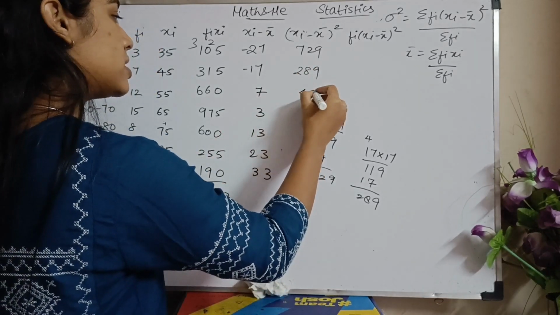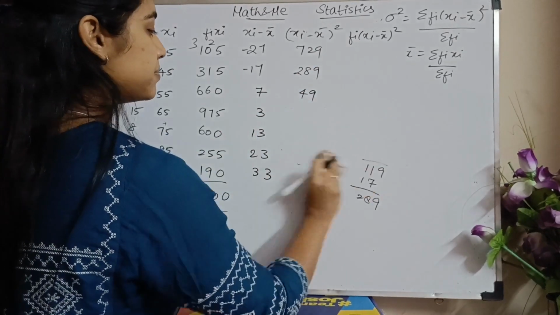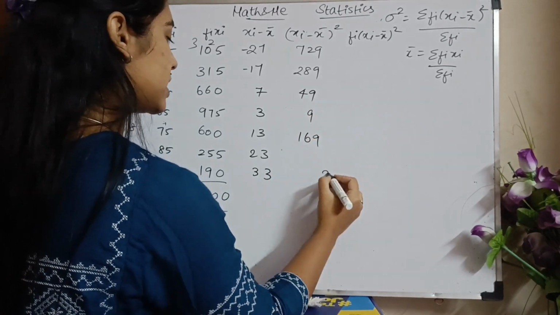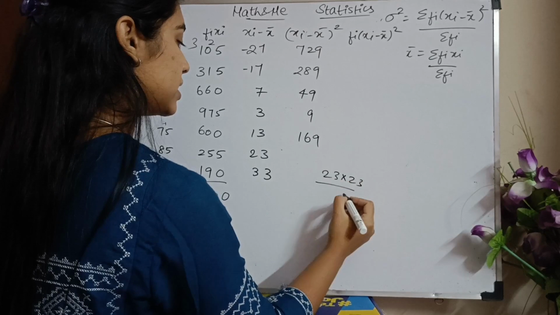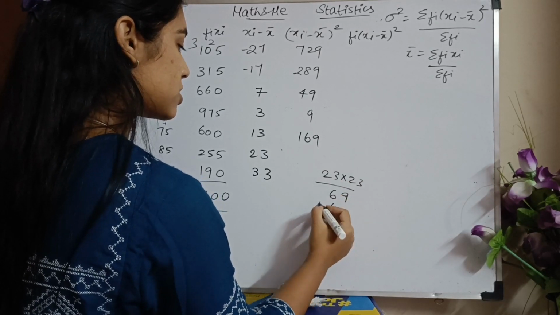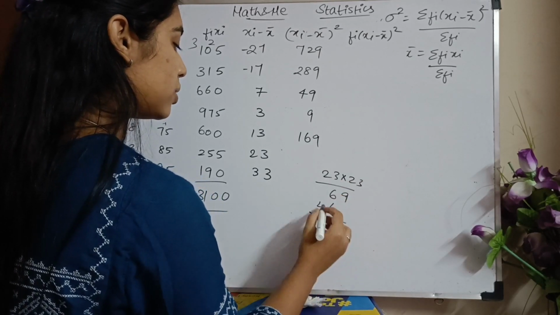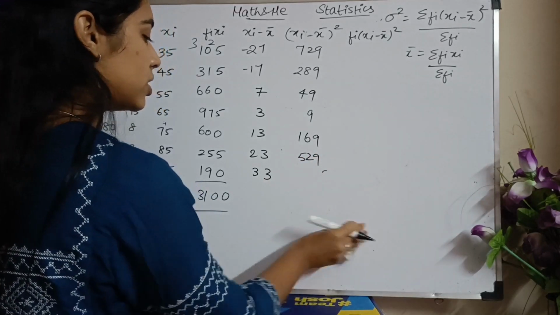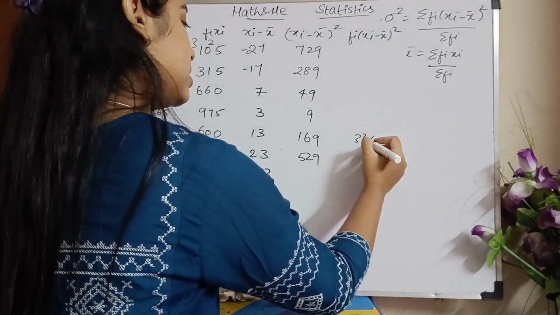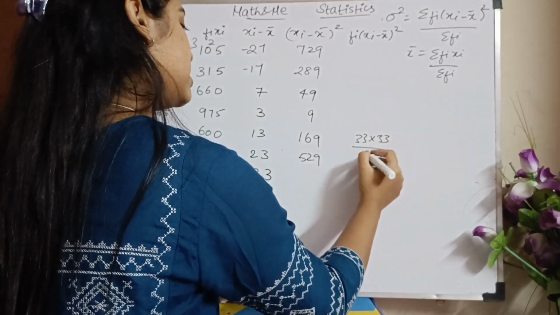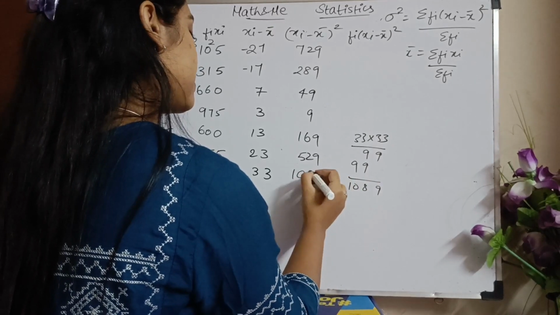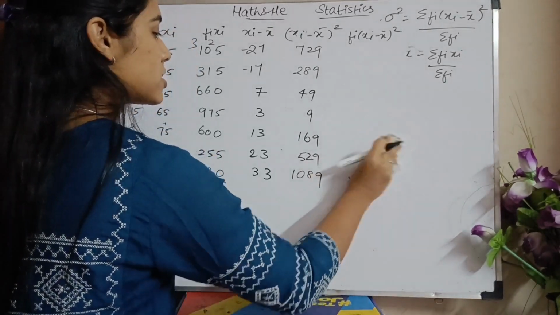Next, 7 square is 49, 3 square is 9, 13 square is 169, 23 square, 23 into 23. 3 3s are 9, 3 2s are 6, 3 2s are 6, 2 2s are 4. So 9, 12, 1, 5. So 529. Then 33 into 33. 3 3s are 9, so 1089. So xi minus x bar the whole square is found.